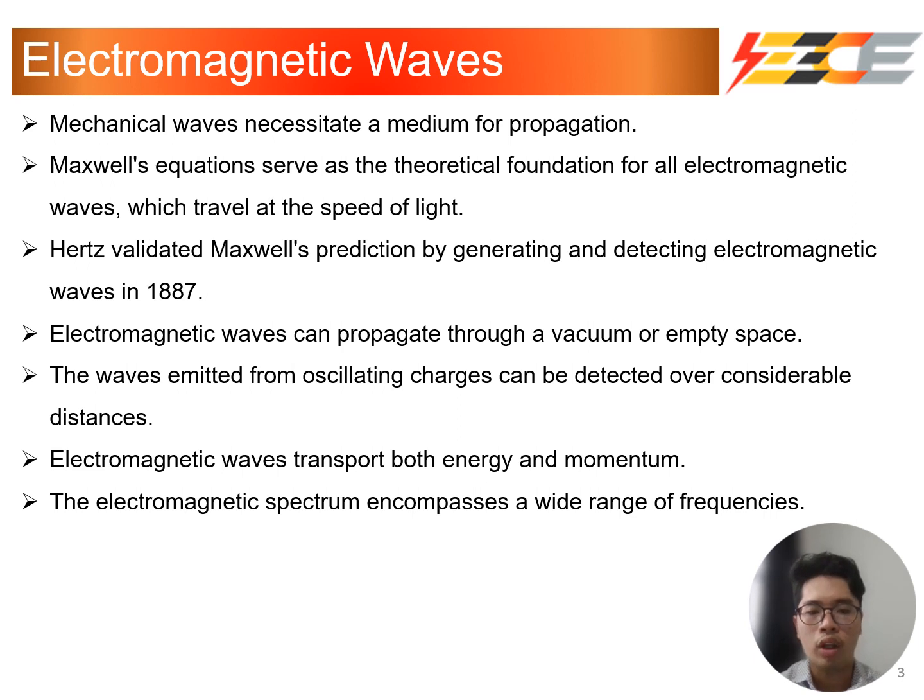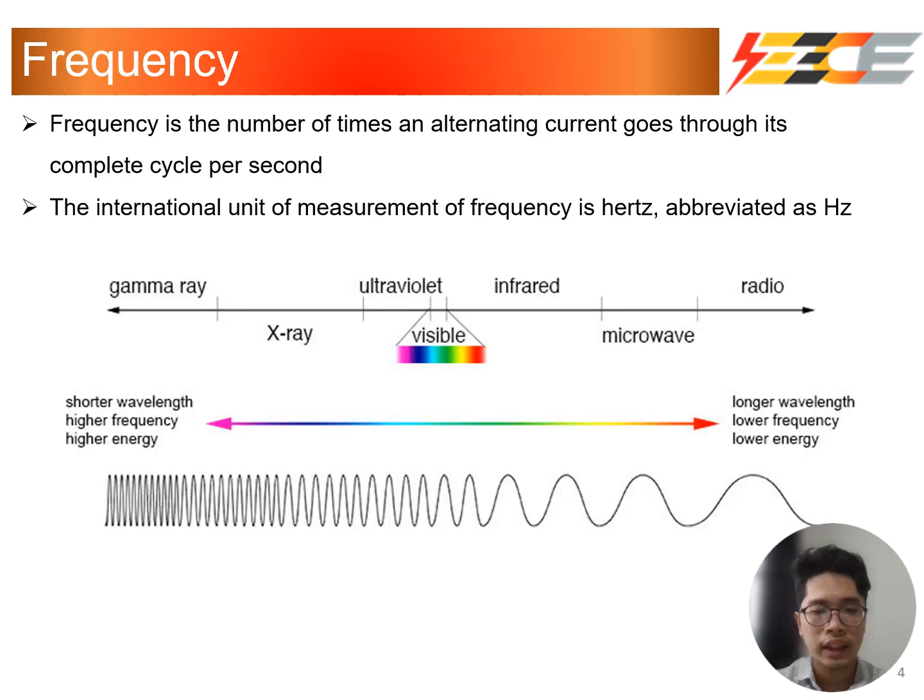The waves emitted from oscillating charges can be detected over considerable distances. Electromagnetic waves transport both energy and momentum. The electromagnetic spectrum encompasses a wide range of frequencies. Speaking of frequencies, frequency is the number of times an alternating current goes through its complete cycle per second. The international unit of measurement of frequency is the hertz, abbreviated Hz.